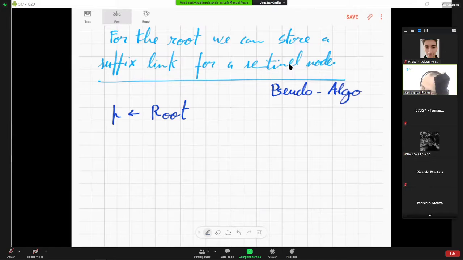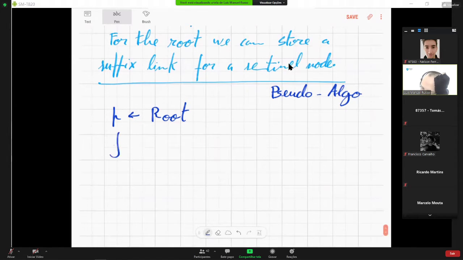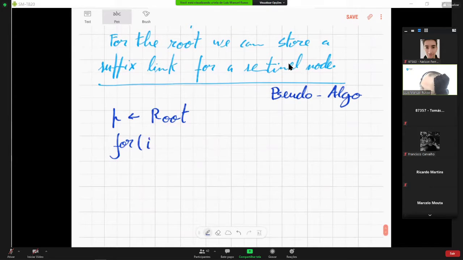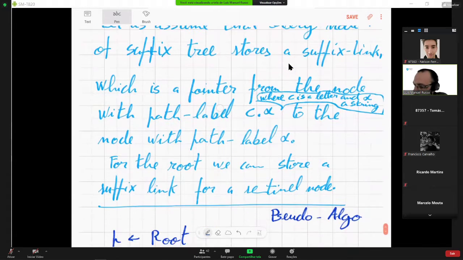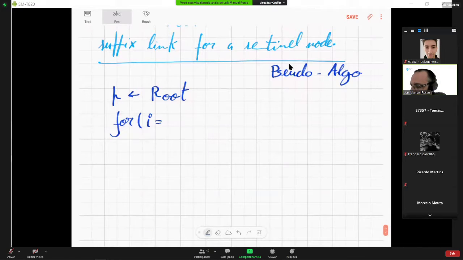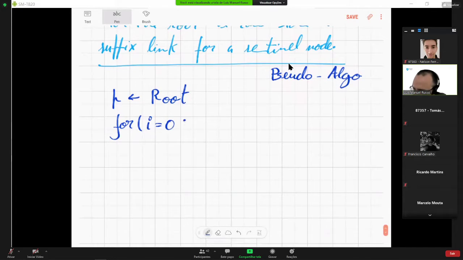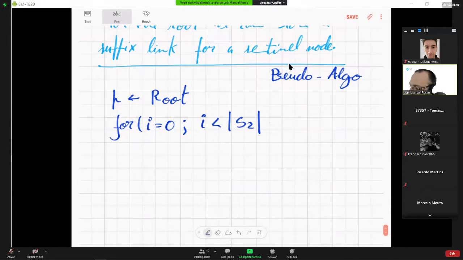Okay, so we start with the root. Now we basically just run a for cycle, something like this. We run our indexes, and we need some indexes over our string S2. So let's suppose I start at 0, and I go while it's smaller than the size of S2. So we're using S2 in the tree. And then I just do i++.